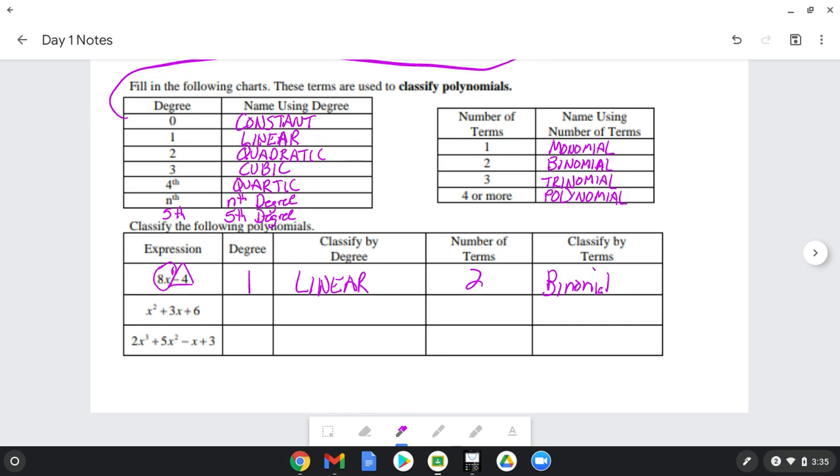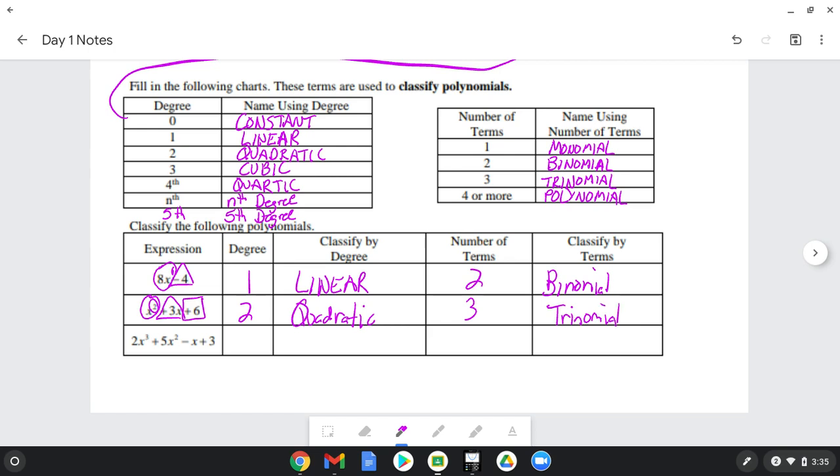The second one down, I see a 2 for the biggest exponent, so that would be my degree. Anything that's raised to the second power in the table above, we use the word quadratic. The number of terms, we have this x squared, we have a plus 3x, and we have this plus 6. So there's 3 terms, and we call that a trinomial.